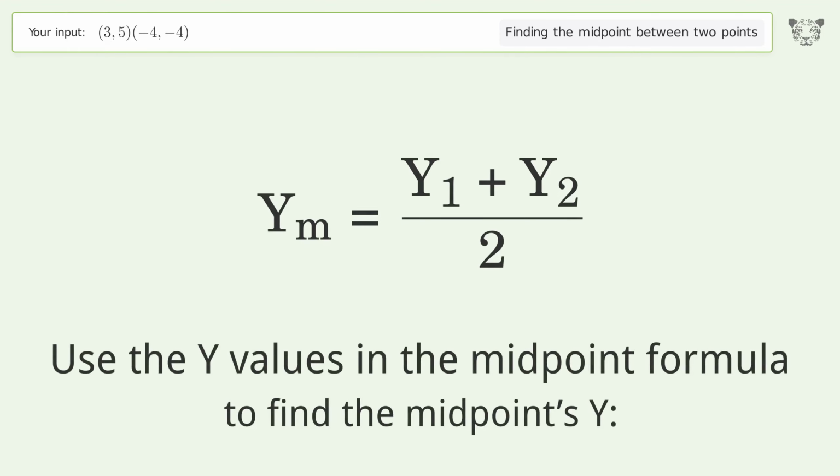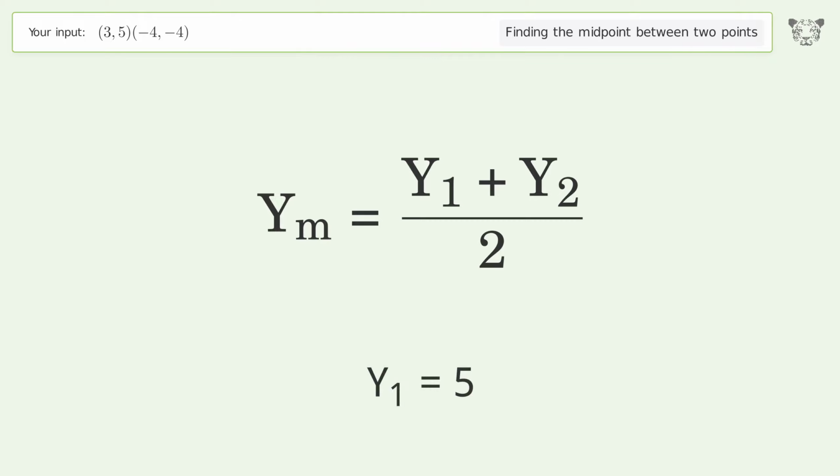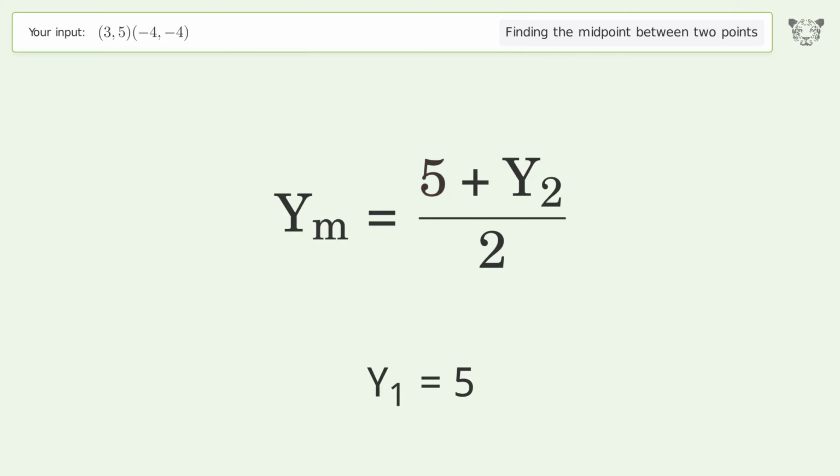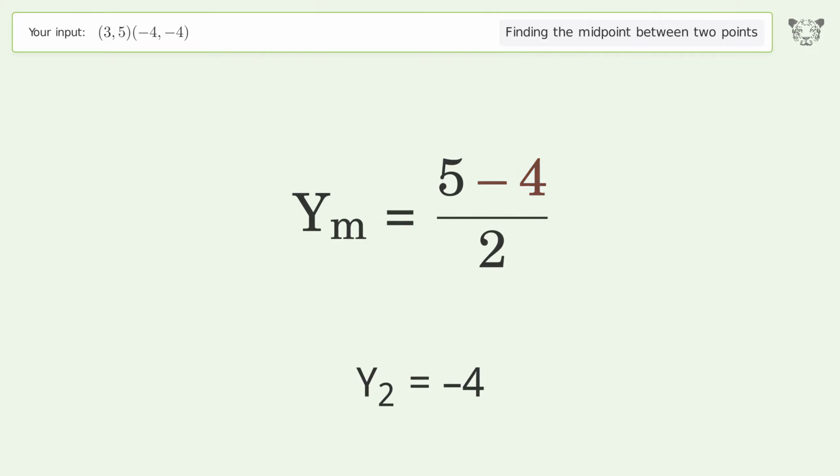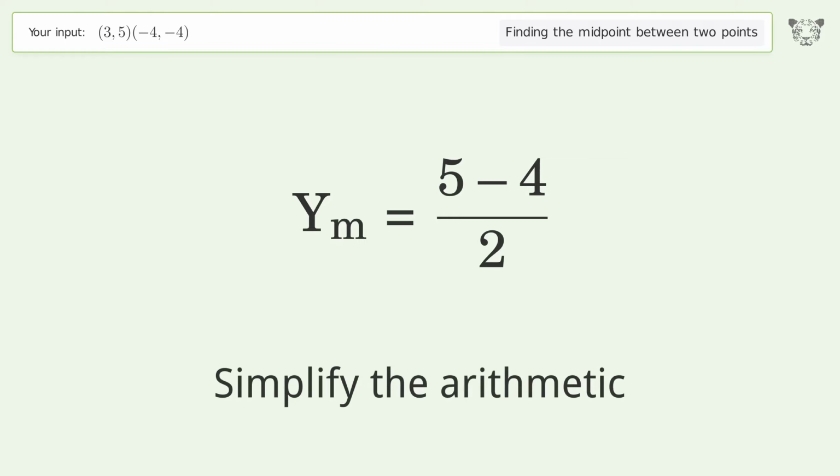Use the y values in the midpoint formula to find the midpoints y. y1 equals 5. y2 equals negative 4. Simplify the arithmetic.